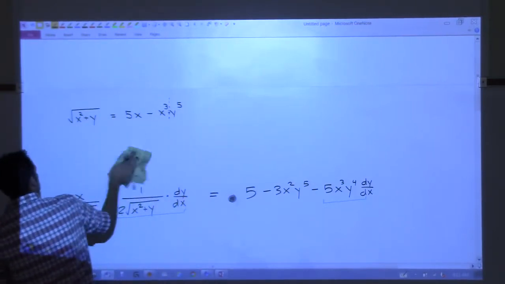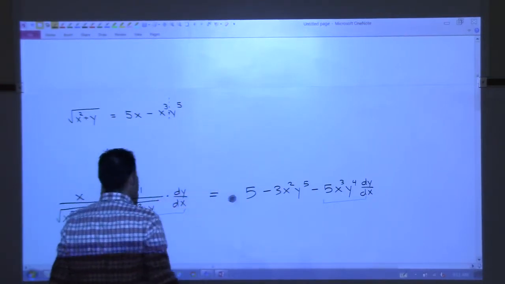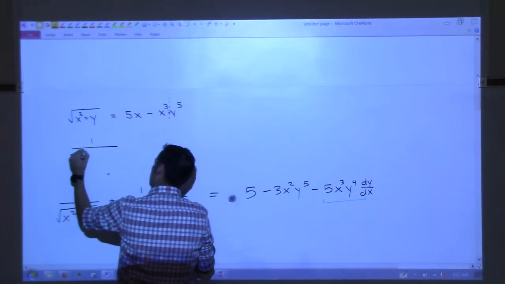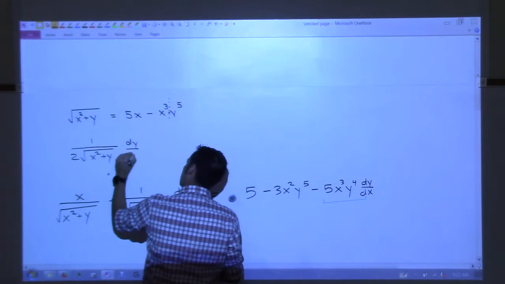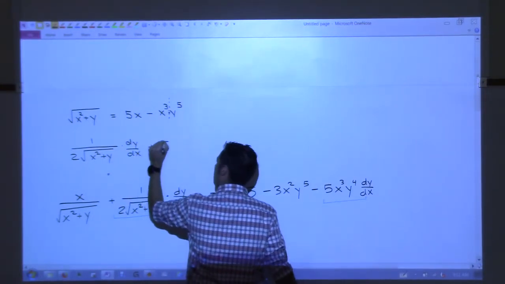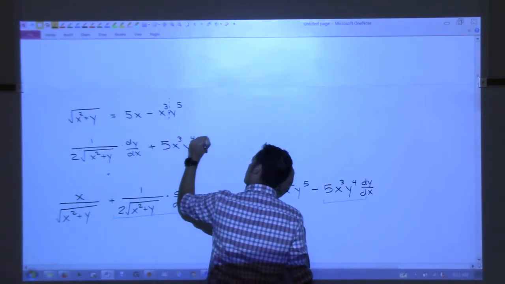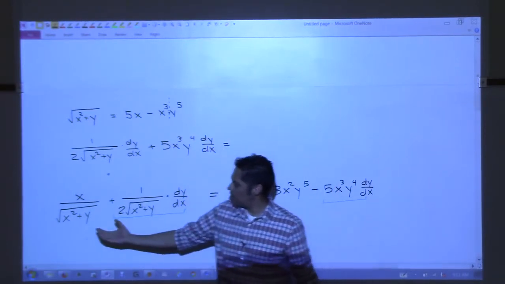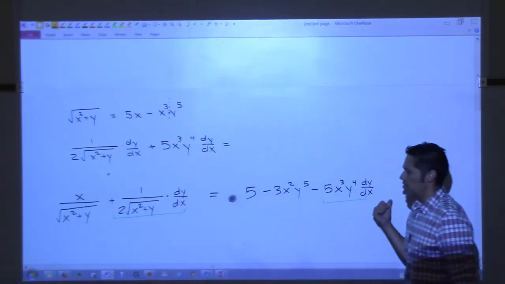I'll leave that up there just so I have it if I need to refer back to it. All right, so we've got this piece here, which was the 1 over 2 root x squared plus y times dy dx. Then I brought this one over to the left side, which means it's now plus 5x cubed y to the 4th dy dx. And then equals, now I had this term on the left side that did not have dy dx in it, so I'm going to move that one over to this side.